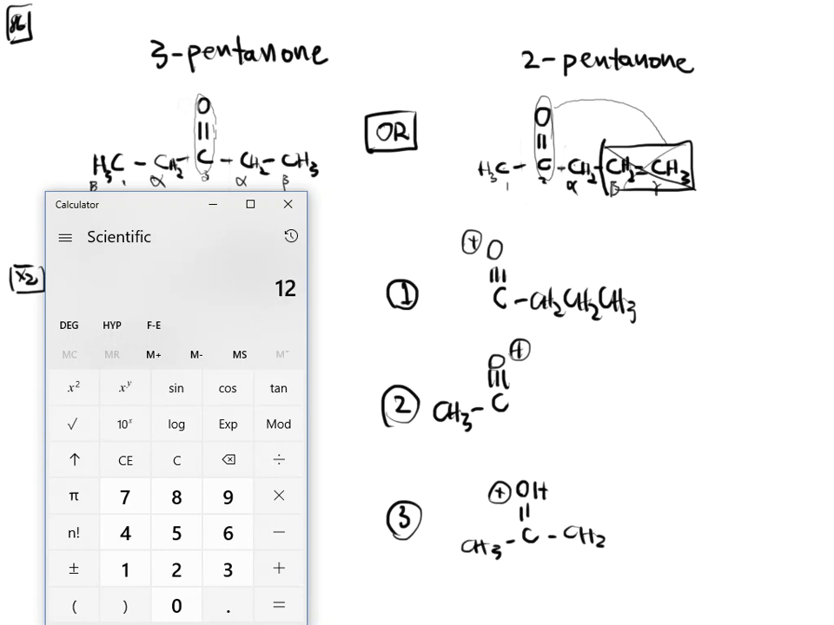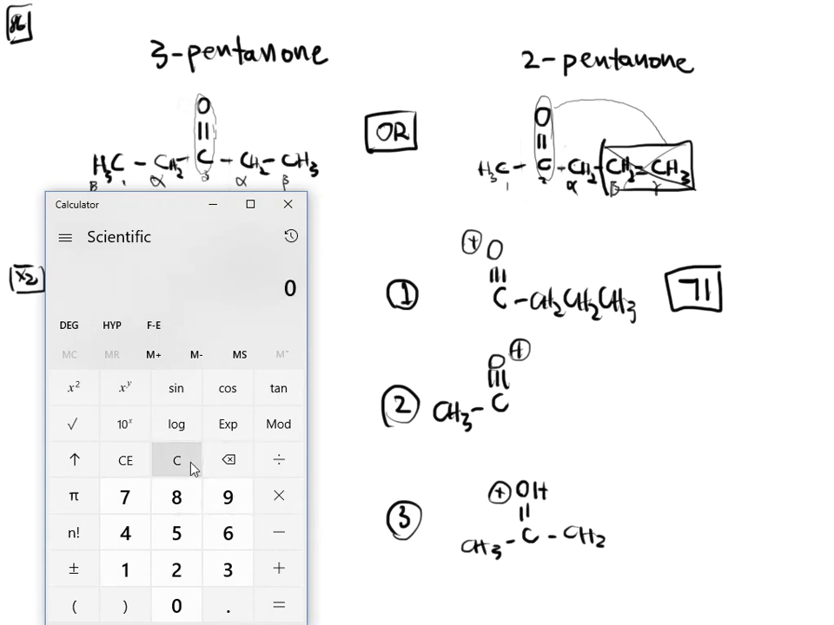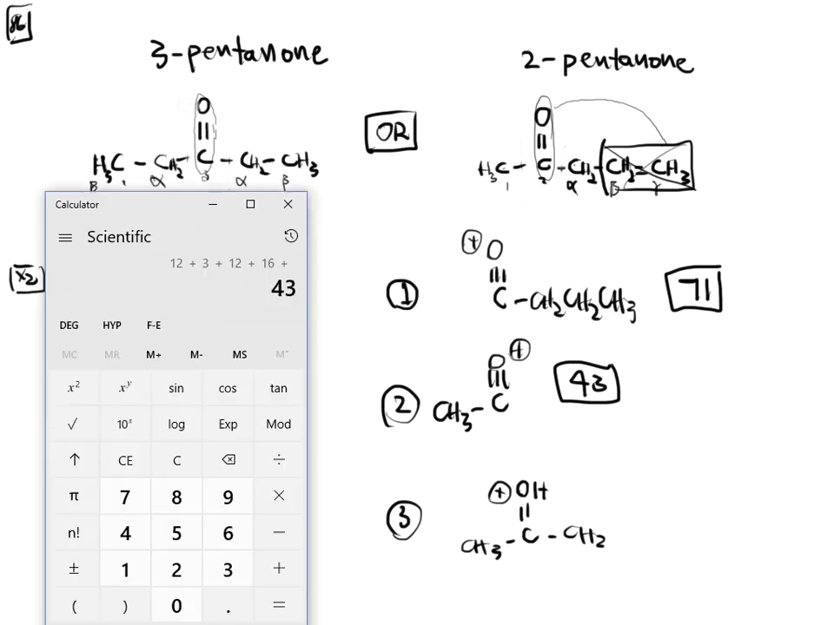So I'm going to start with the top one. That's a 12 and 16, a 12 and 2, a 12 and 2, a 12 and a 3. And this gives me a 71. All right, so a 71 is going to happen there. I'm now going to do the second fragment option that we did. So that's a 12 and a 3, a 12 and a 16, and that gives me a 43. And then I'm going to do the third option, and that third option came from the McLafferty rearrangement. So 12 and 3, a 12, a 16 and a 1, a 12 and a 2, and that gives me a 58.